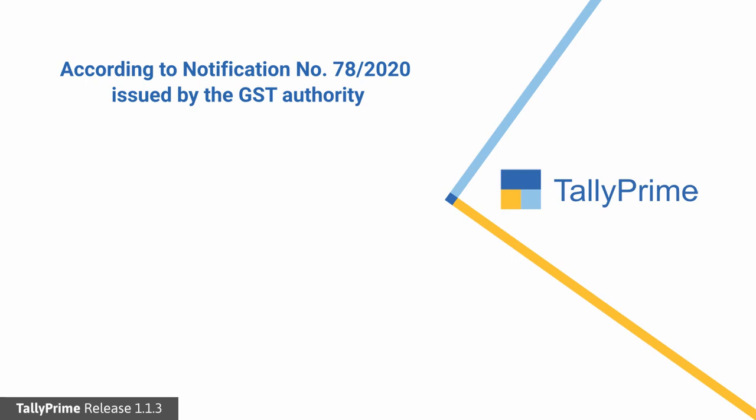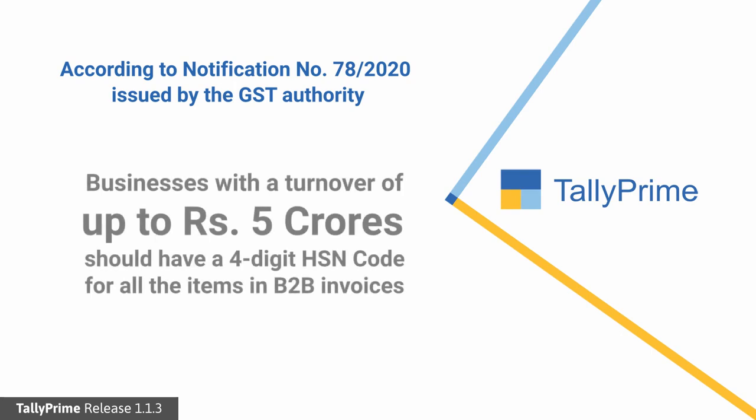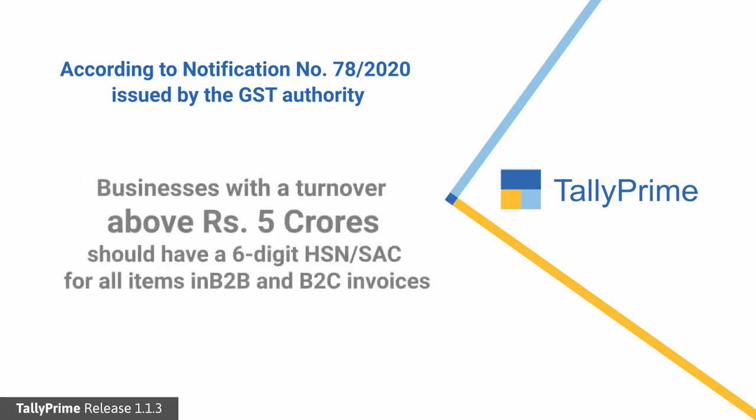According to notification number 78/2020 issued by the GST authority, businesses with a turnover of up to rupees 5 crores should have a 4-digit HSN code for all the items in B2B invoices, while it is optional for B2C invoices. And for businesses with a turnover exceeding rupees 5 crores, it is imperative to have a 6-digit HSN code for all the items in B2B invoices and B2C invoices as well.